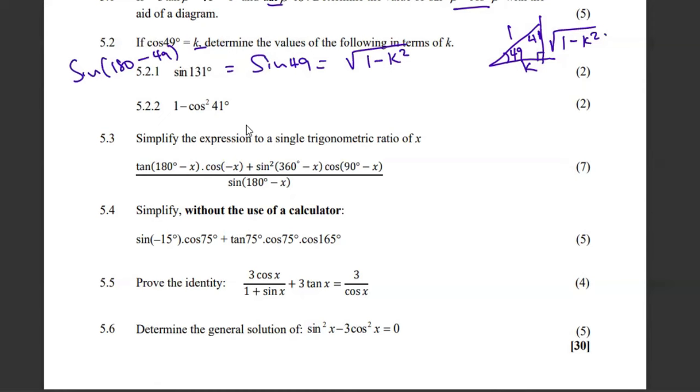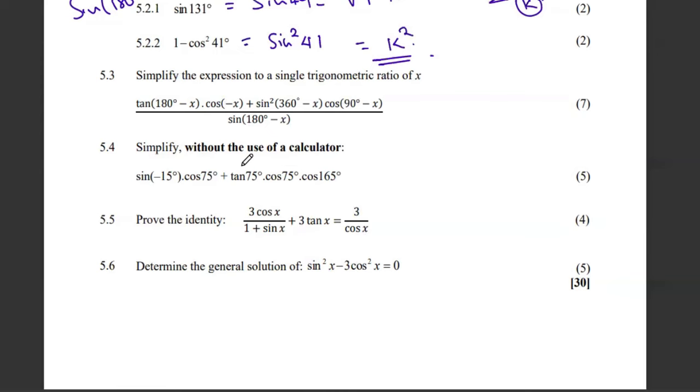So 1 minus cos squared is the same as sine squared of 41. Okay, so if this is our 41, the opposite is k, the hypotenuse is 1. So that's going to be just k over 1, which is a k, but then I have to square it, and then it becomes k squared, since it is a sine squared.